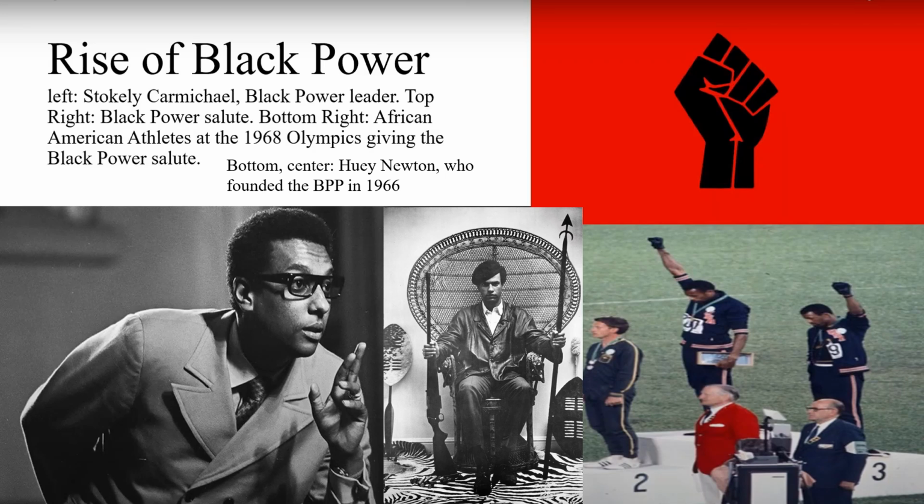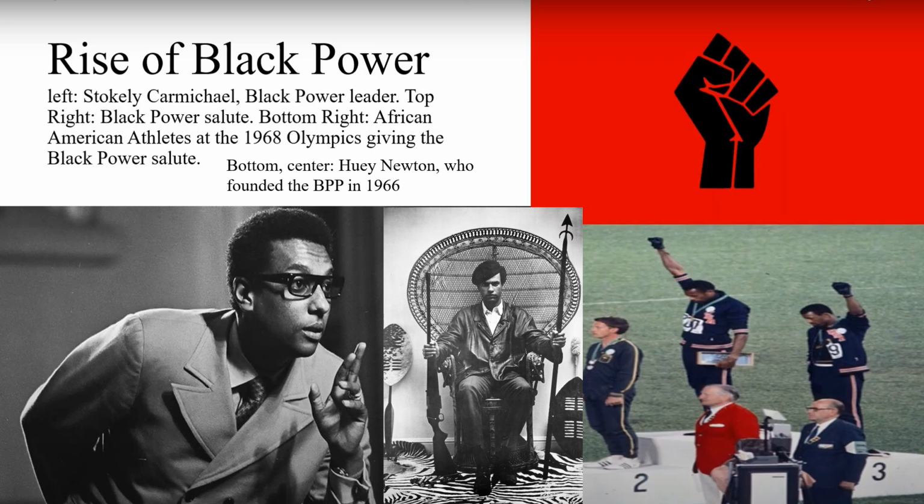Younger African American activists became involved in the Black Power movement. A good example of an organization within the Black Power movement was the Black Panther Party. One of its early leaders was Huey Newton. You can see him at center. He will found the BPP in 1966.